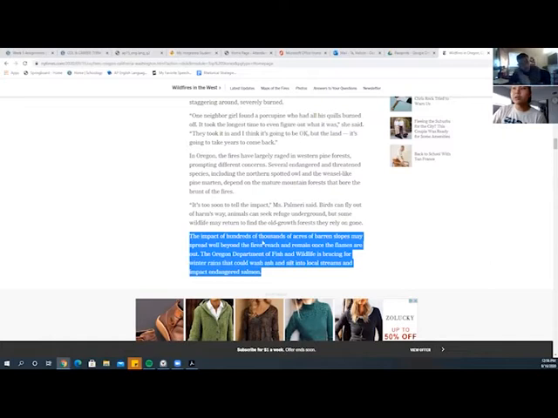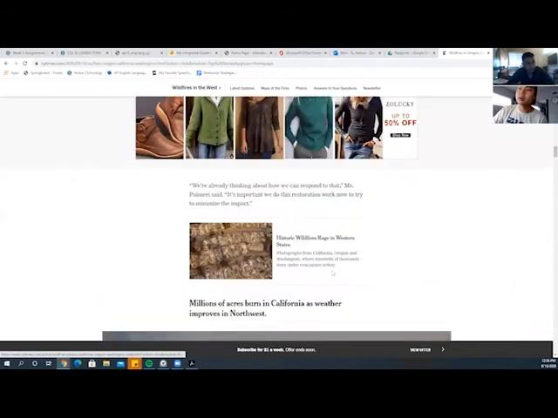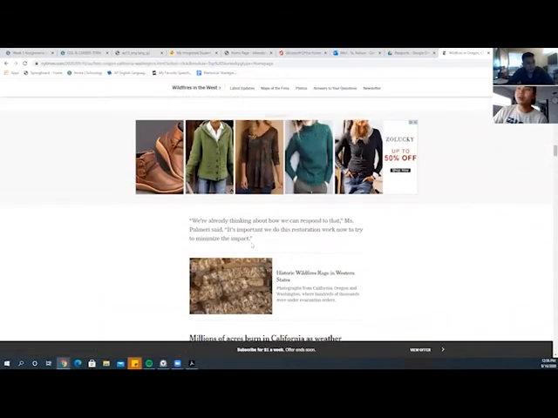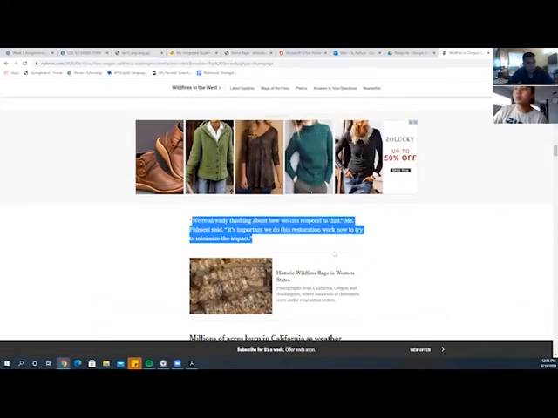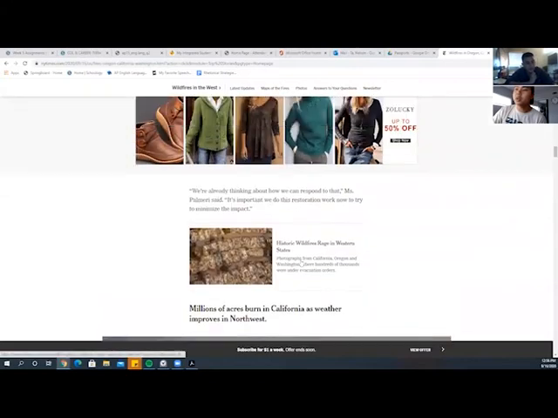And then here is the last paragraph. The impact of hundreds of thousands of acres of barren slopes may spread well beyond the fire's reach and remain once the flames are out. The Oregon Department of Fish and Wildlife is bracing for winter rains that could wash ash and silt into local streams and impact endangered salmon. Oh, there's actually one more quote. "We're already thinking about how we can respond to that. It's important to do this restoration work now to try to minimize the impact." All right, so it ends there.